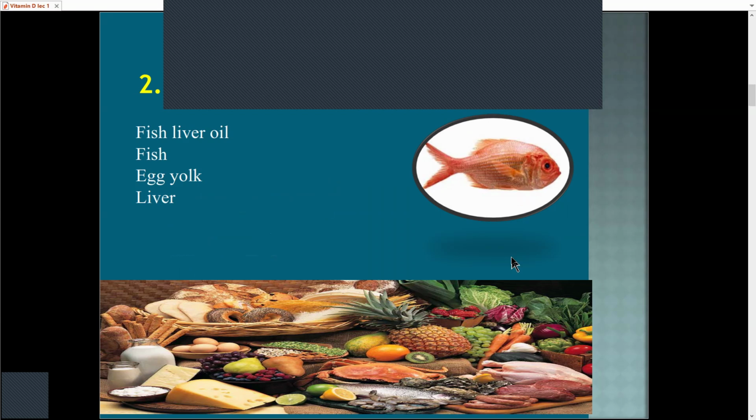The remaining 10% comes from our diet. The best natural dietary sources are limited but potent. These include fish liver oil like cod liver oil, fatty fish, egg yolk, and liver from various animals. This is why individuals with limited sun exposure need to be mindful of their dietary intake.